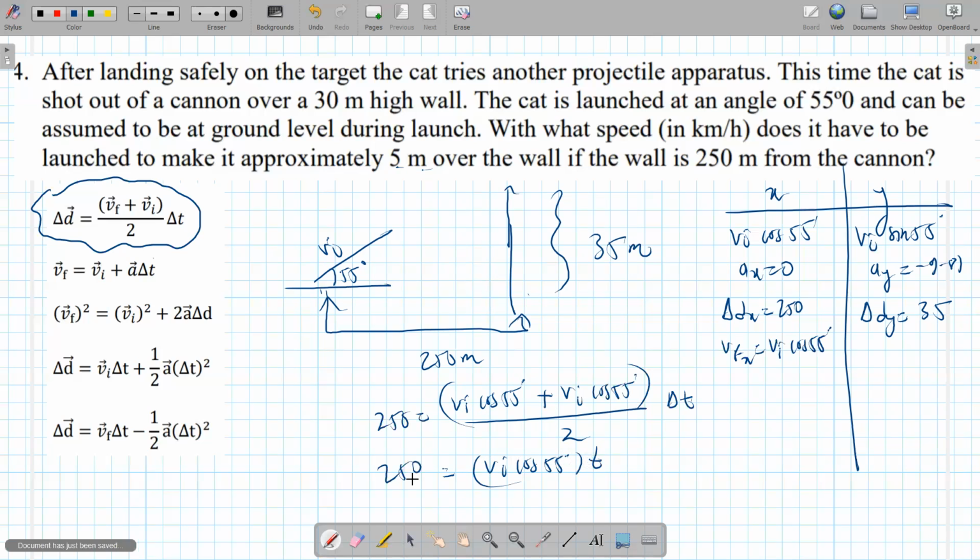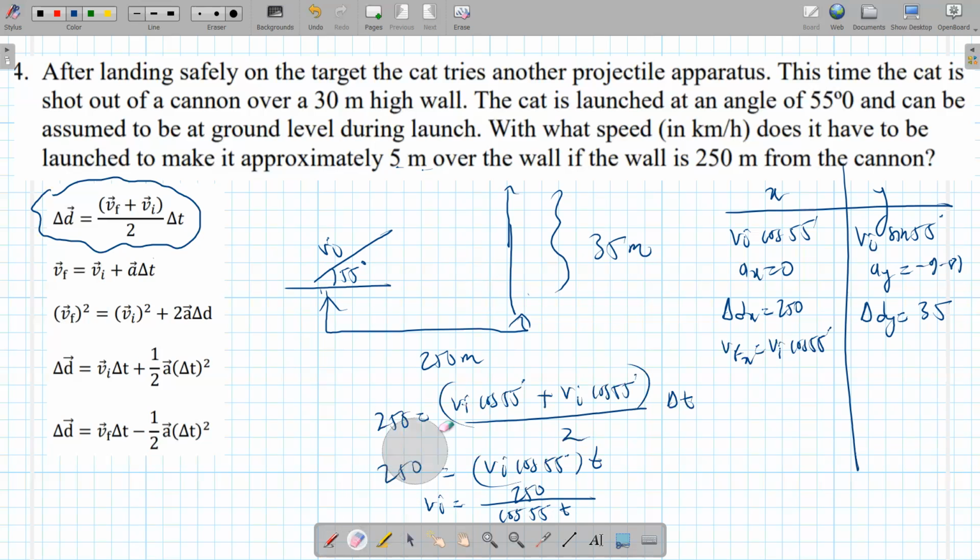Wait, what happened with the 2, sorry? Because these two, I added them up, you get a 2 VI cos 55 over 2, so they canceled out. I see what you did. So next, we can just make an equation out of this. So VI is 250 over cosine 55 times t. Good so far? Yeah.